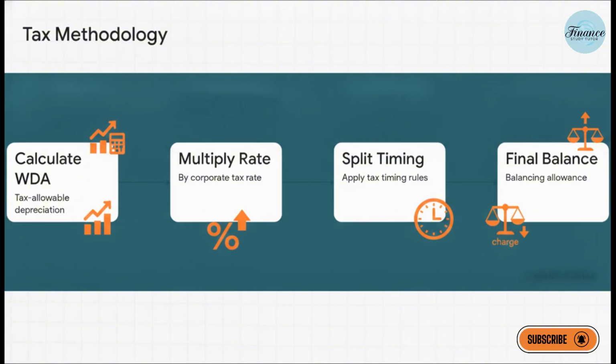Step 1. Calculate your writing down allowance, or WDA. That's your tax allowable depreciation. Step 2. Multiply that WDA by the corporate tax rate. That gives you your actual cash tax saving. Step 3. Split the timing of that cash flow according to whatever the tax rules are. And finally, Step 4. When you sell the asset at the end of its life, calculate the final balancing allowance or charge. Stick to those steps, and you'll be golden.